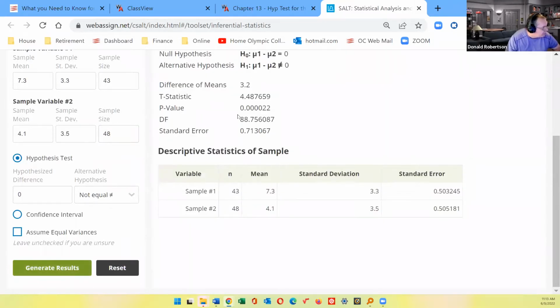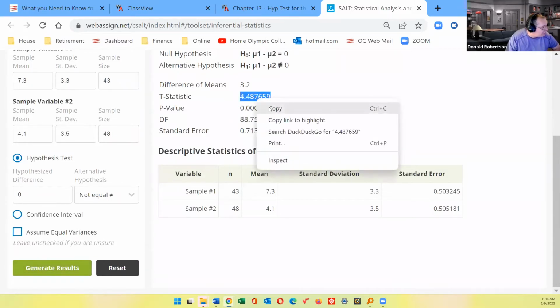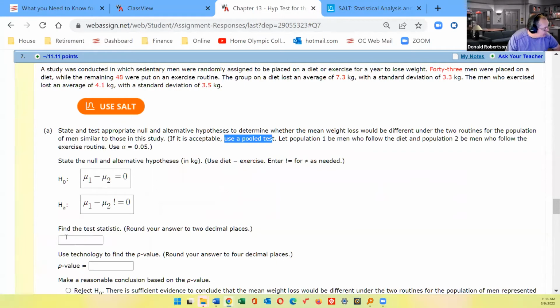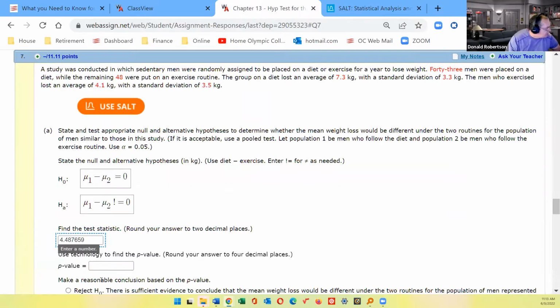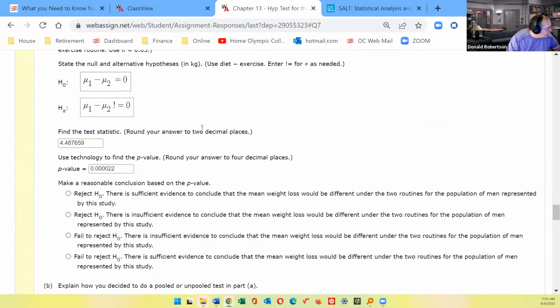Generate results. I'm going to get this as my T statistic. So let's copy it and put it in here. And I'm going to get this very small p-value, which is good news. I'm going to copy that and put it in here. And then I'll do the accuracy to 2 decimal places. That becomes 49. And to 4 decimal places, that's basically 0.